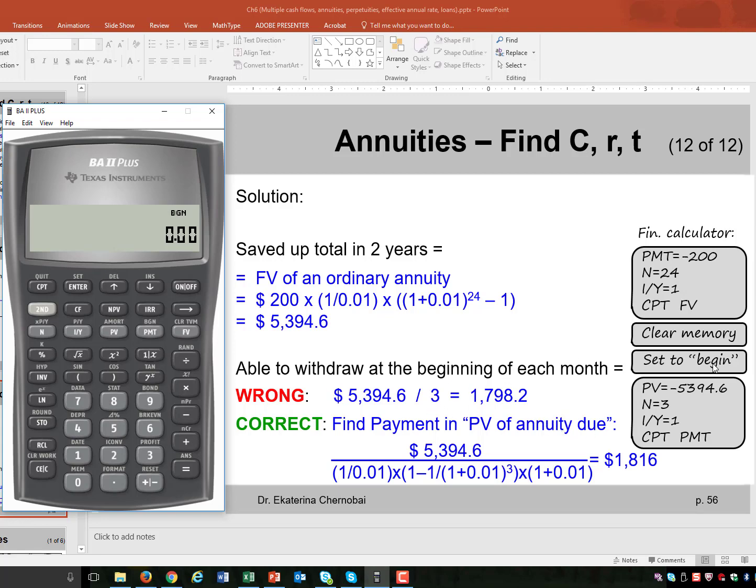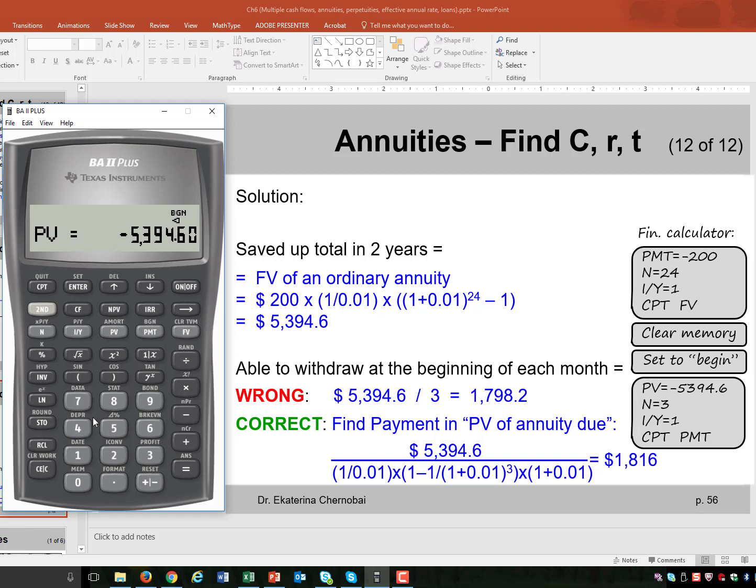By the beginning of the trip, they will have $5,394.69. Make it negative, save it as your present value, because that's kind of the sum of the 3 money withdrawals before they are done, right? Before the money is withdrawn. So that's the present value in the second step. That was the future value in the first step, but that's the present value in the second step.